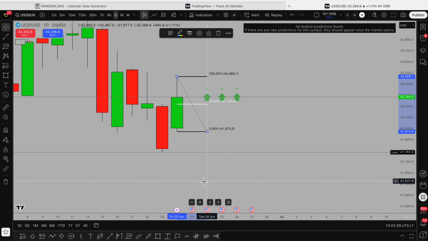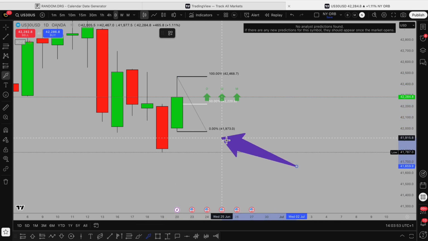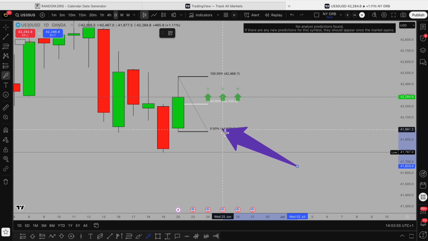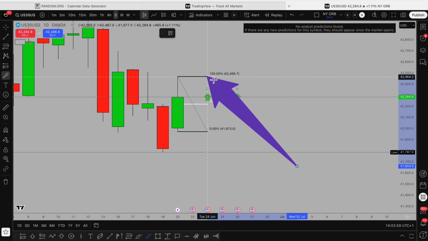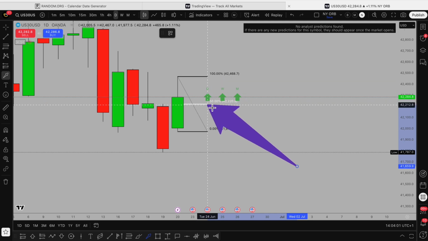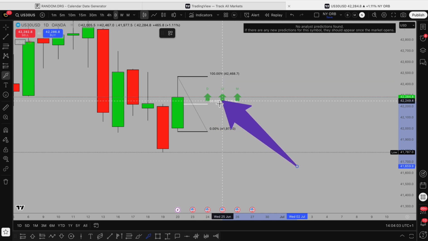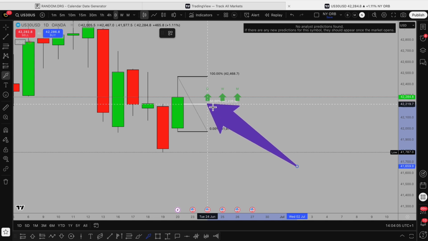Now what this is doing, just with this one tool, don't need any indicators, this just tells me this 0% is the low of the previous day, this 100% is the high of the previous day, and this white line is the 50%, the middle point.